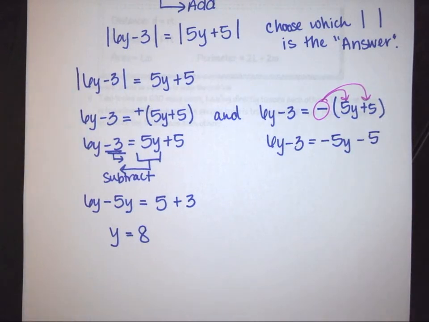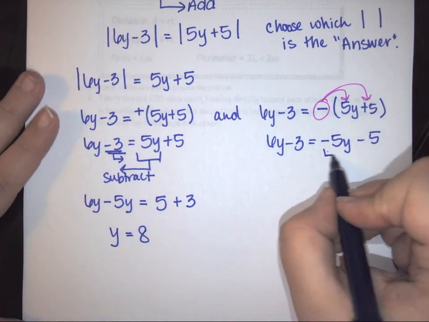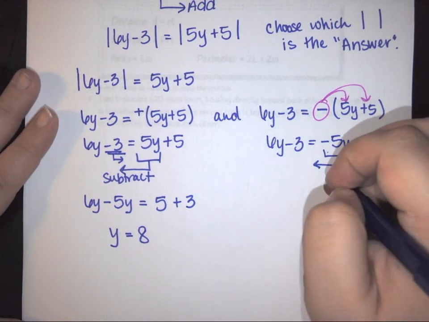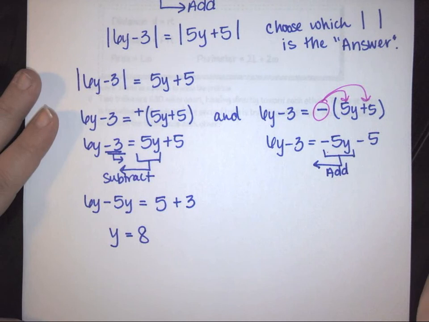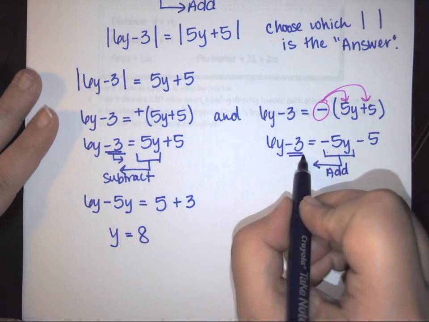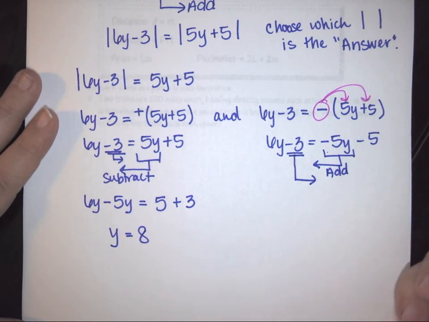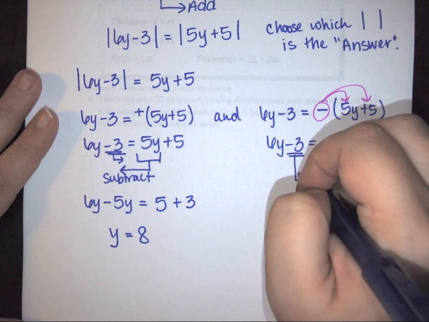Now, again, just like before, I have to combine my terms. So here I want to keep things positive to the best of my ability. And so in order to do that, I'm going to take my 5y here and move it. Because it is negative, to move it I have to add. At the same time, I'm going to take my negative 3 and move it to the other side. Again, it's negative, so to move it I have to add.